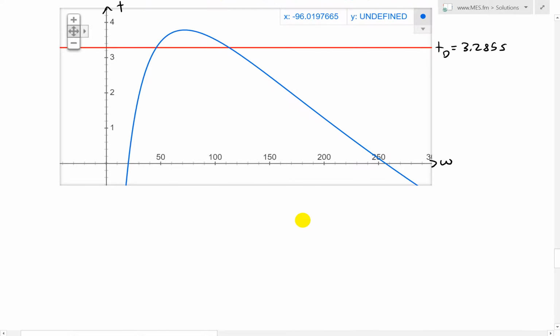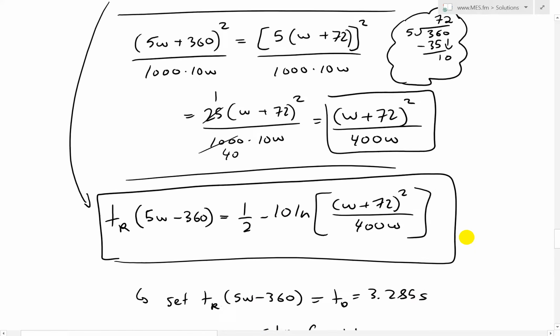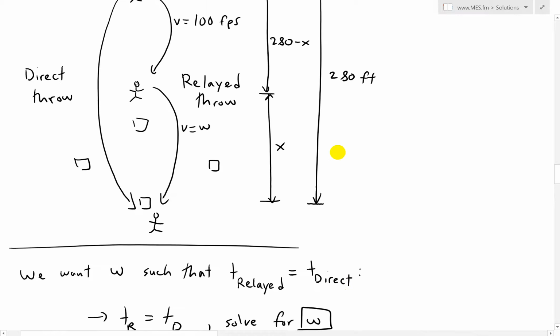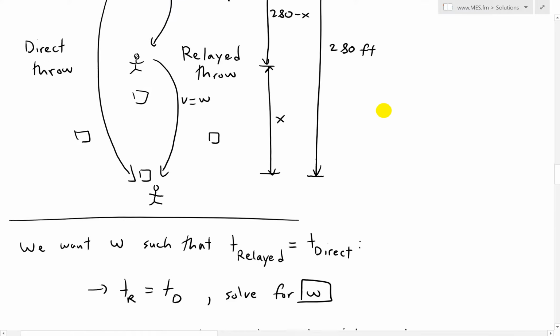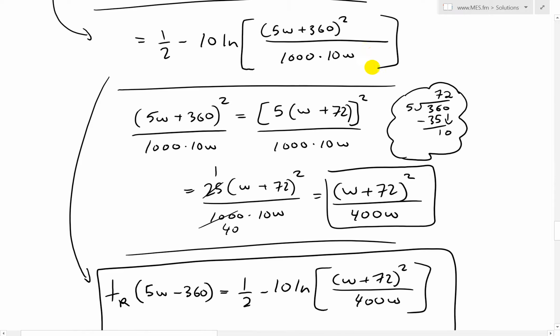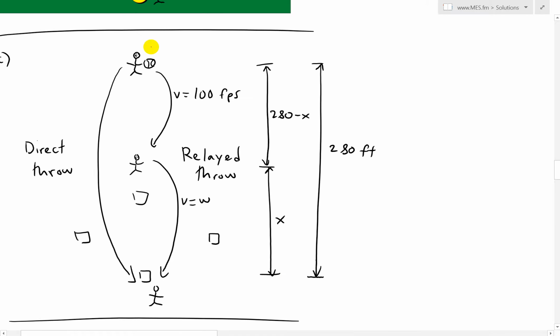So what we have here is two values, but what we have to do is note the domain of X, which is the distance from the shortstop to the home plate. Remember X is the distance from here to here, so it has to be greater than 0 and also less than 280 feet, because there's no point of this person throwing it behind himself. Technically, it could make sense if he threw really, really fast.